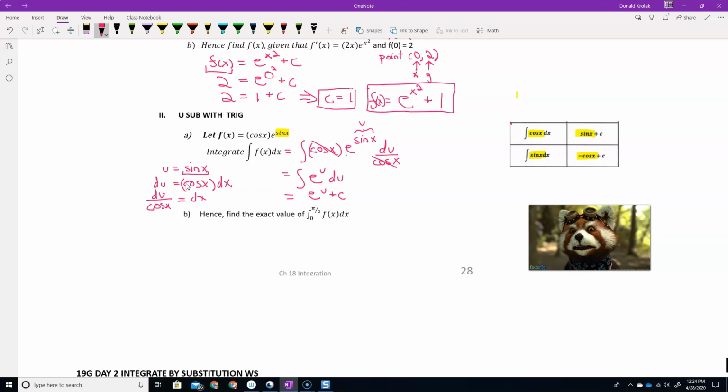And now I can substitute back in my value of u. So this would be sine x plus c.